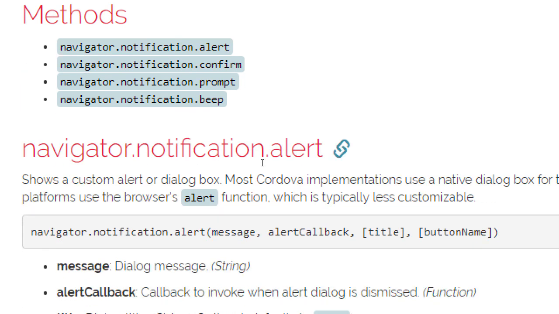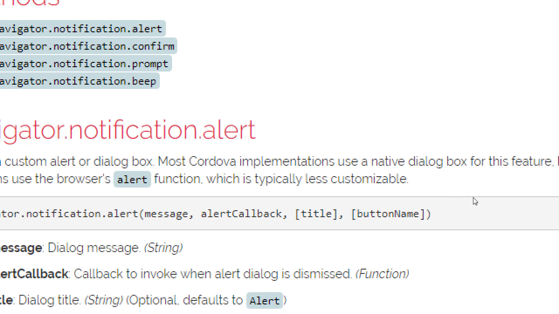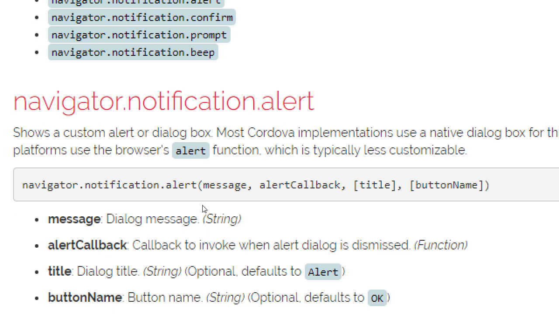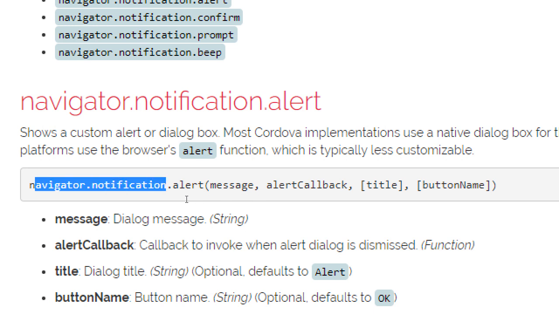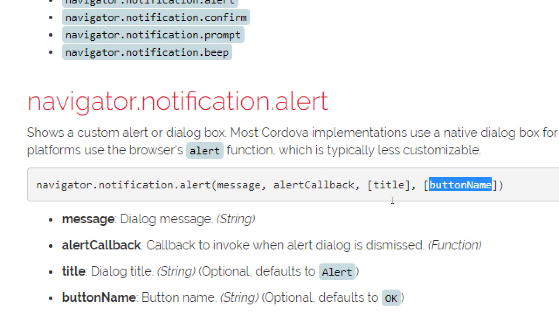But we've got navigator.notification.alert. It shows a custom alert or dialog box. Most Cordova implementations use a native box for this feature, but some use the web browser's alert, which is typically less customizable. And the basic example is we're going to write navigator.notification, that's the object, and then alert, the method, a message, an alert callback, optional title, optional button name.